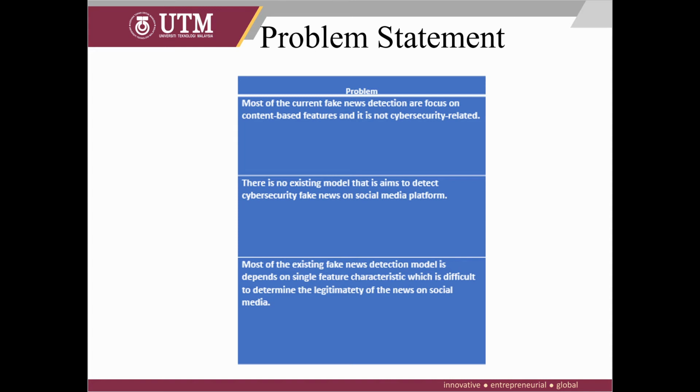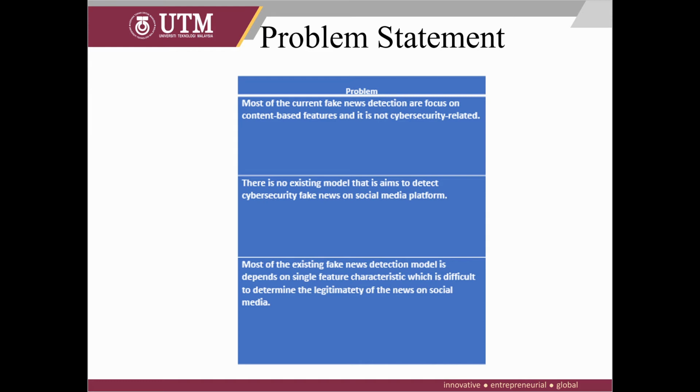Then I will talk about the problem statement. These are the problems found in my research project. The first one is that most current fake news detection is focused only on content-based features, and is also not cybersecurity related. Most of them are focused on political news. The second is that there is no existing model aimed at detecting cybersecurity fake news on social media platforms.